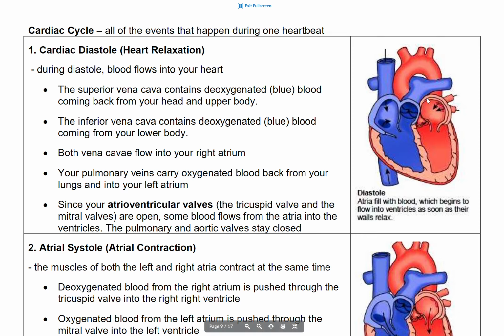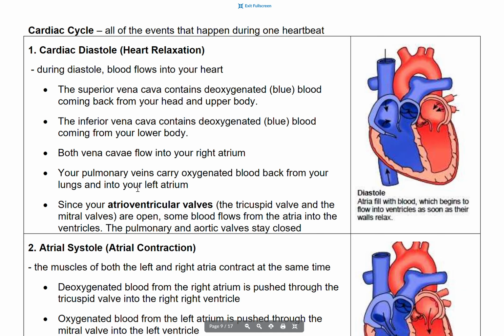Likewise, on the left side of the heart, the pulmonary veins carry oxygenated blood back from your lungs to your left atrium. These are going to fill at the same time when all of the muscles in your heart are relaxed. Both atria fill up at the same time. During this time, your atrioventricular valves, your tricuspid valve over here and your mitral valve over here, remain open. So some blood continues to flow into your ventricles, and that happens on both sides.